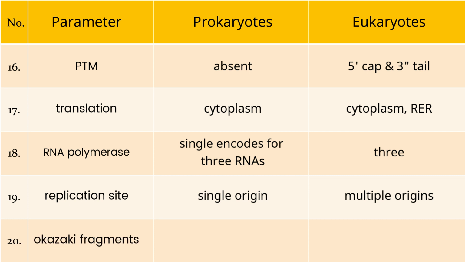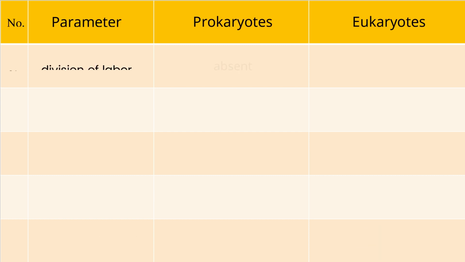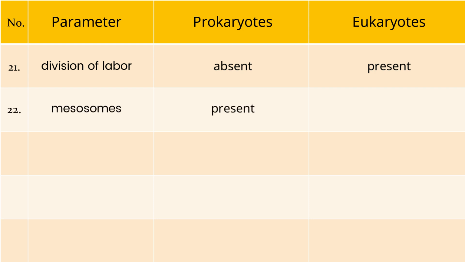The length of Okazaki fragments in prokaryotes is 1,000 to 2,000 nucleotides, while eukaryotic Okazaki fragments are 100 to 200 nucleotides long. There is no division of labor in prokaryotes, but eukaryotes do have division of labor and compartmentalization. Mesosomes are present in the cell membrane of prokaryotes, while eukaryotes have no mesosome system. Mitotic apparatus is not formed in prokaryotic cells, it only occurs in eukaryotic cells.